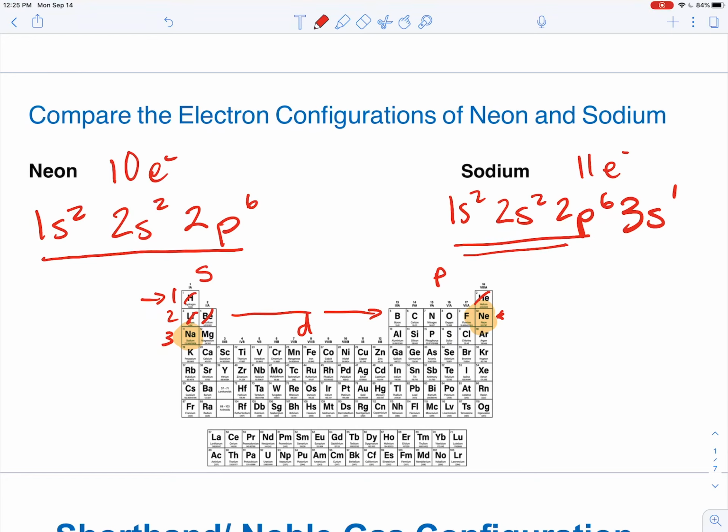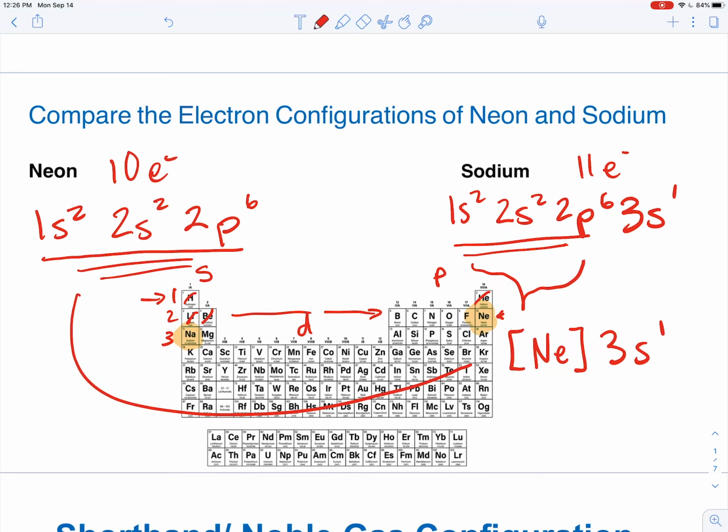So today I'm going to show you that there's an easier way, a way we can shorten this. And so these 10 electrons, we're just going to shorten that to this. I'm going to put neon in brackets and then 3s1. So what this neon bracket symbol represents is these 10 electrons here. Okay? And so that's what is called noble gas configuration, or shorthand notation.